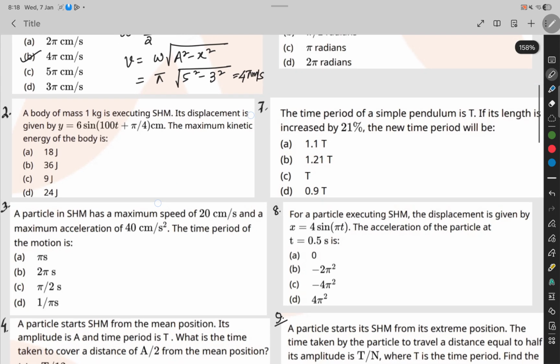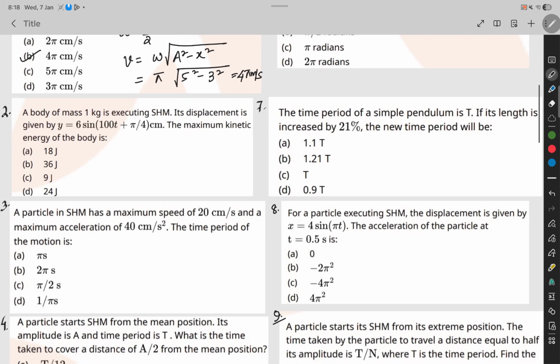Now moving on to question number 2. A body of mass 1 kg is executing SHM. The displacement is given by something, and we need the maximum kinetic energy of the body. For maximum kinetic energy, V equal to omega A, and omega is 100 and A is amplitude. This is 6, so that should be 600 centimeters. So 6 meter. Actually this is in centimeters, so I am just converting it into meter. Now half mv square, half is half, m is 1, 6 square, that becomes 18 joule. So A is the correct answer.